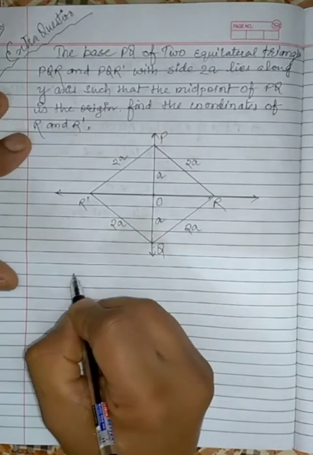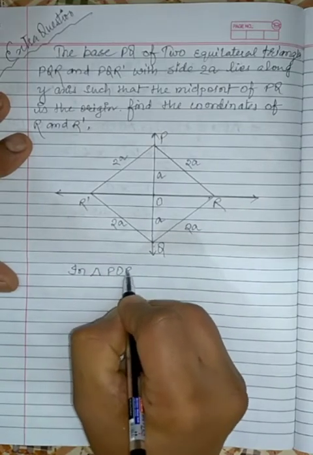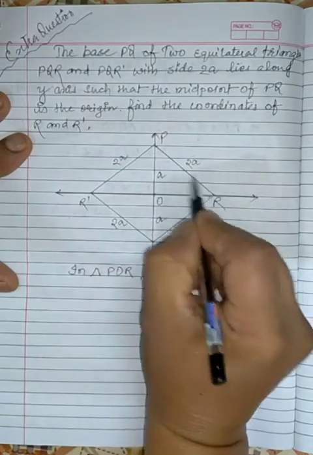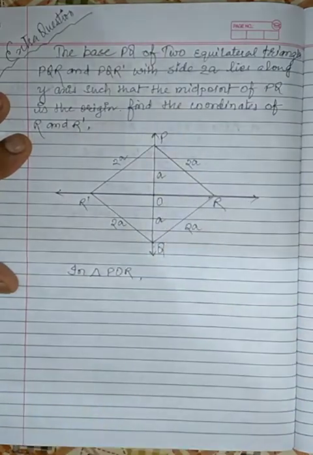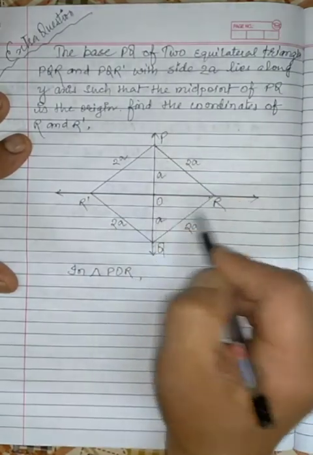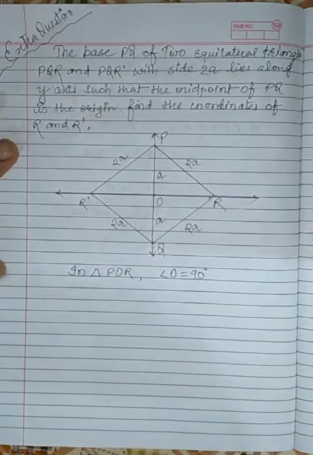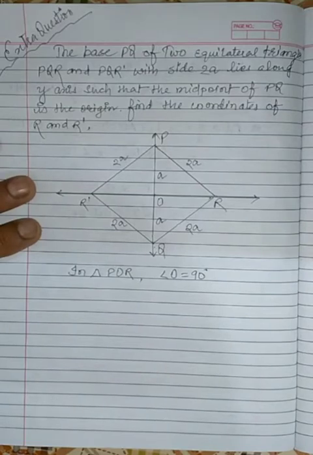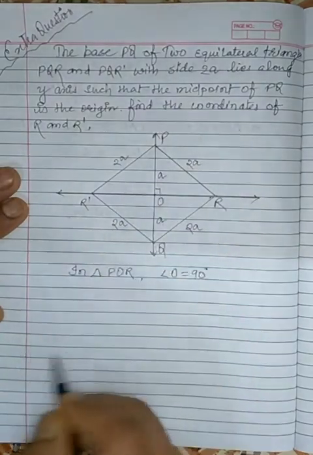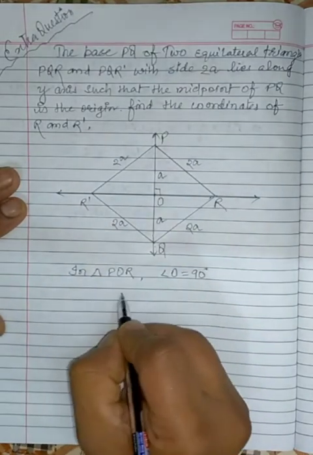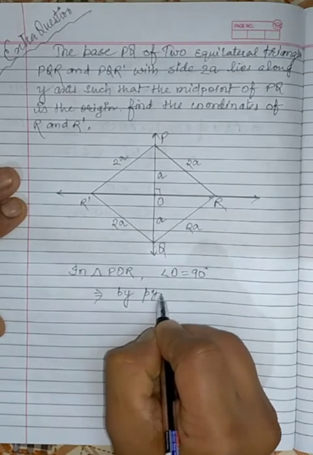So we have in triangle POR, this triangle POR, you can take any triangle, all are equal, all are same. I have taken this triangle. In this triangle POR, we have angle O equal to 90 degrees, because x-axis and y-axis both are perpendicular to each other at the origin. So angle O is equal to 90 degrees. So we can apply here Pythagoras theorem.